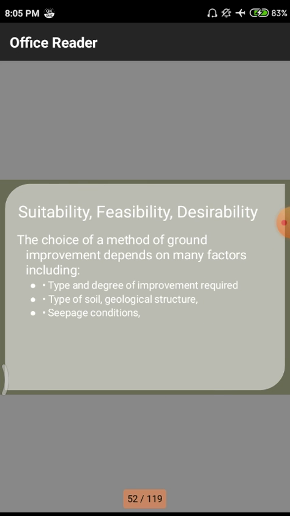Next one we are having suitability, feasibility and desirability. Suitability means whether the material suits the particular sand. Feasibility means whether it is a cheaply available material or not. That means it entirely depends upon the cost feasibility properties. Next one, desirability. That means it will withstand the surrounding temperatures and others. Is it desirable or not?